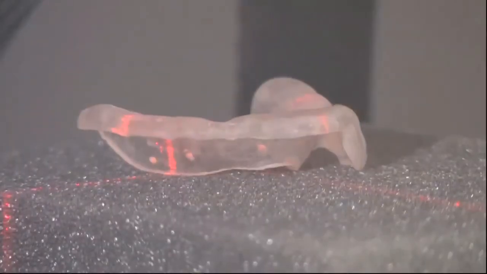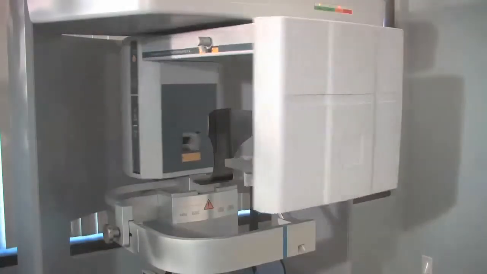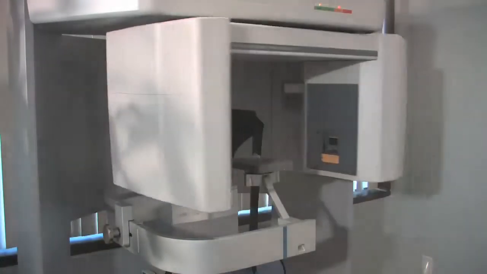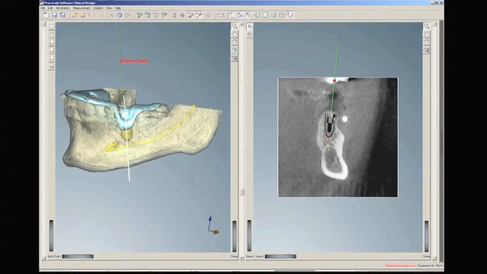The first scan is the patient with the radiographic guide and radiographic index in place. The second scan is the radiographic guide alone. The DICOM files of the two scans were then uploaded and sent to Glidewell through their secure online portal. Through Glidewell's digital treatment planning services, the case is virtually planned.